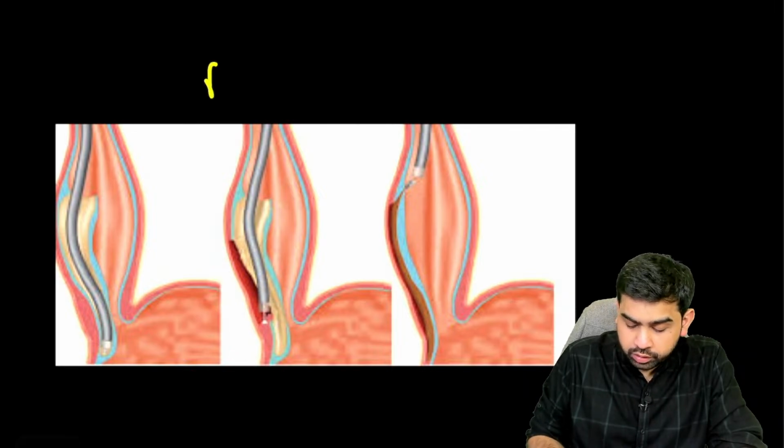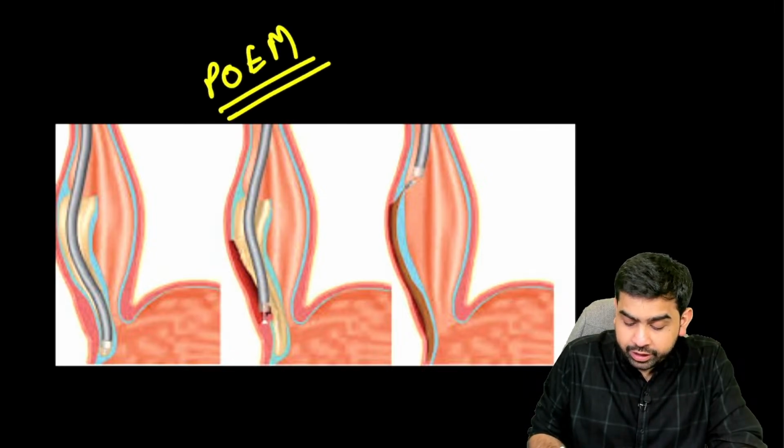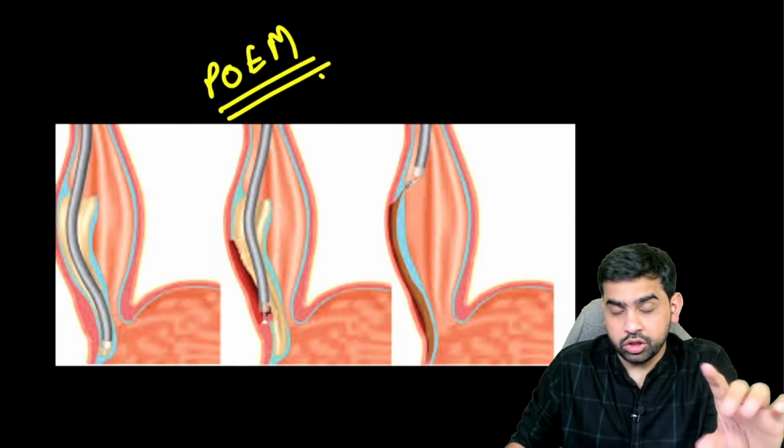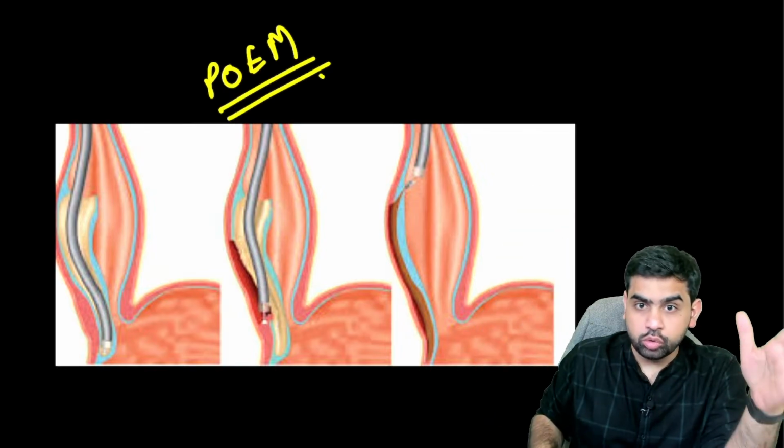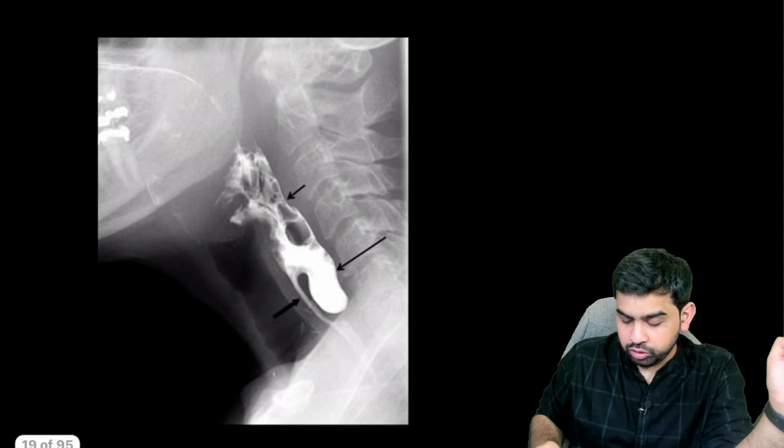And what is this? This is a POEM. What is POEM? Per oral endoscopic myotomy. So here what you basically do is you go in with an endoscope and you cut the muscle layer. So this is a POEM procedure. That is what you need to understand over here.